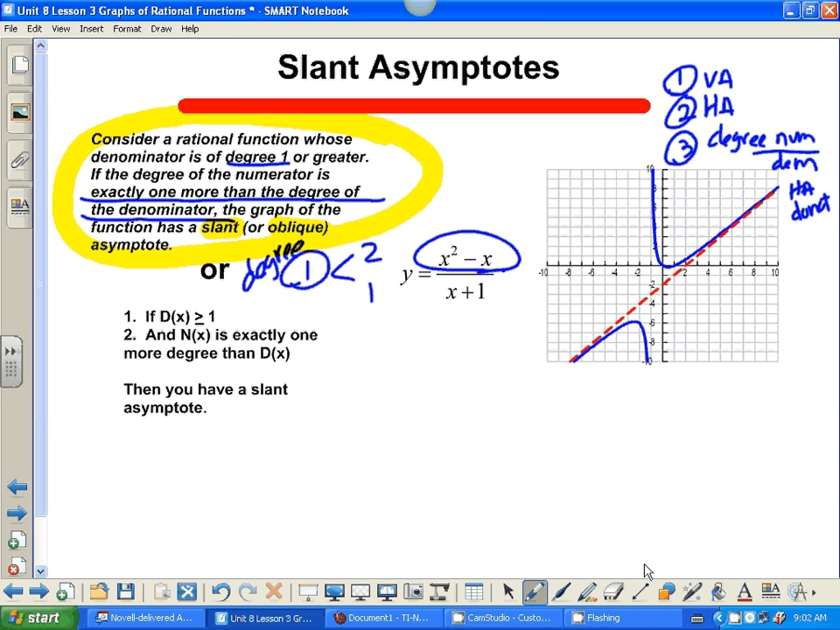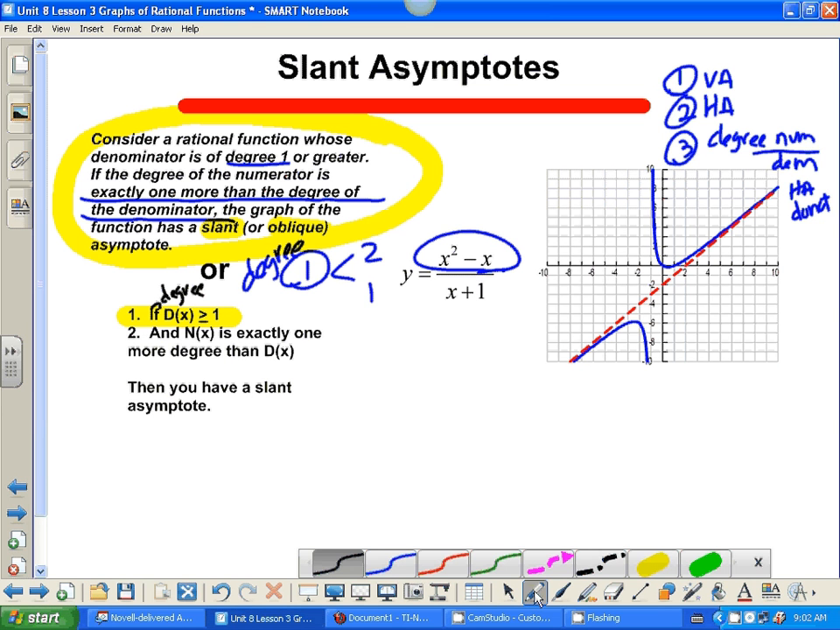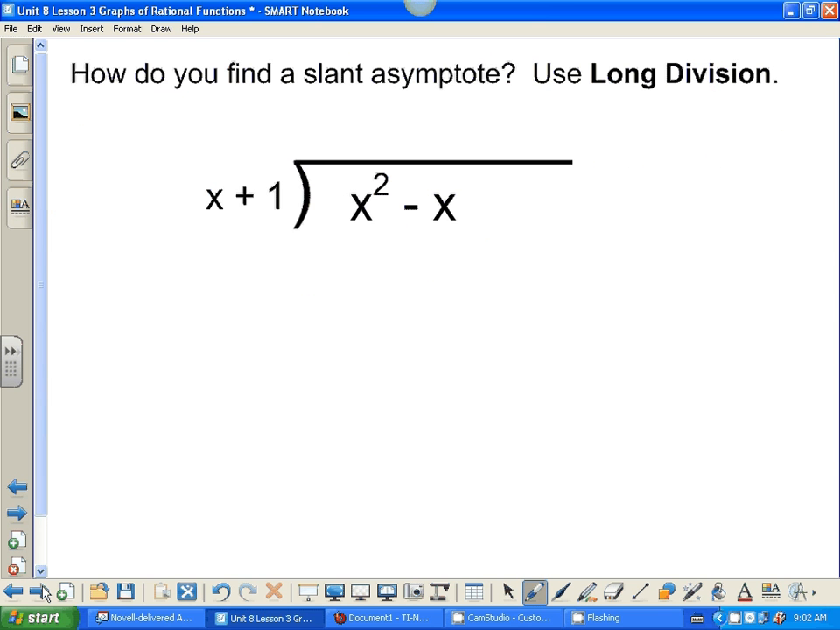For those of you that prefer more symbolic notation: if the degree of your denominator is greater than 1, and the degree of the numerator is exactly 1 more than the degree of d of x, then you have a slant asymptote. Okay, how do we find them? You find them using long division.